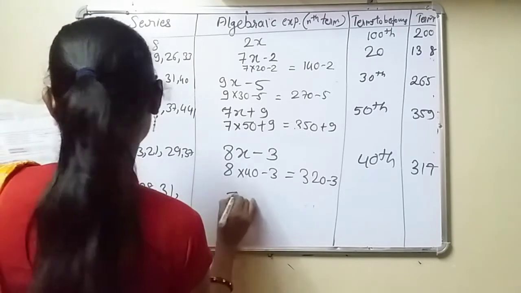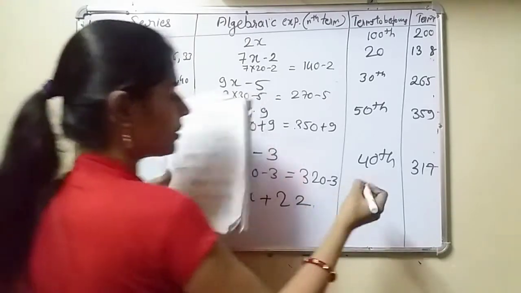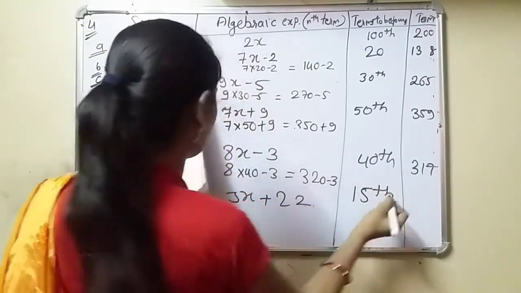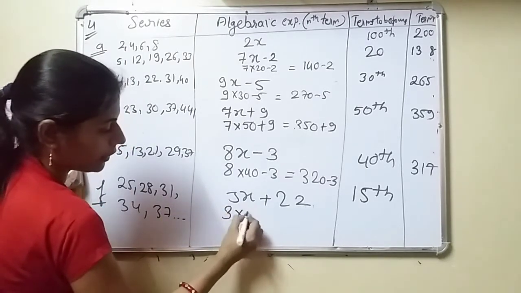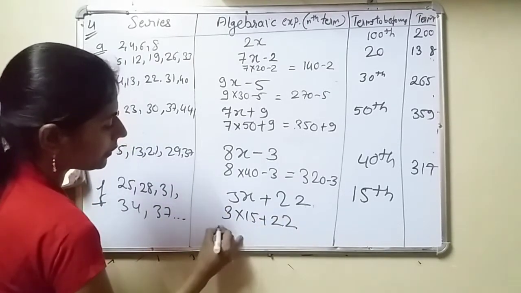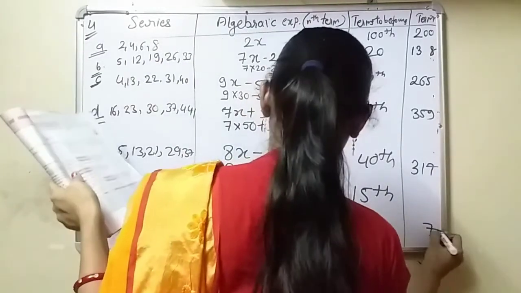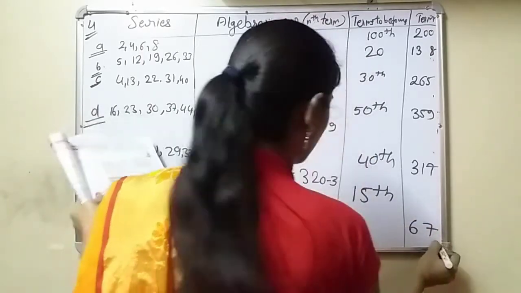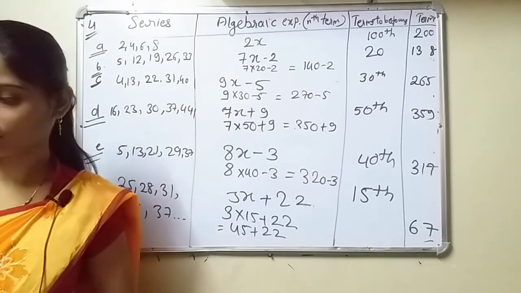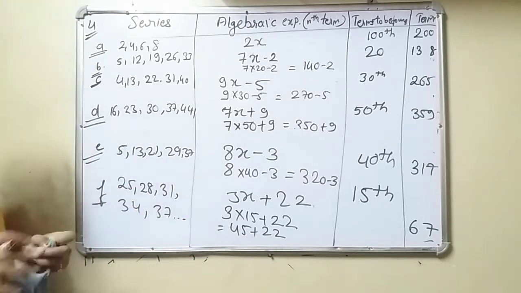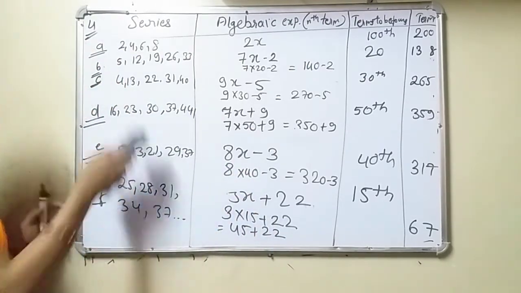Okay. Now F, 25, 28, 31, 34 and 37. What is the expression you got here? 3x plus 22. Which term? 15th term. Then in 3x you have to put the value of x here, that is 15. 3 into 15 plus 22, 45 plus 22, that is 67. Okay. So write this also in your textbook only, no need to write it in your notebook.